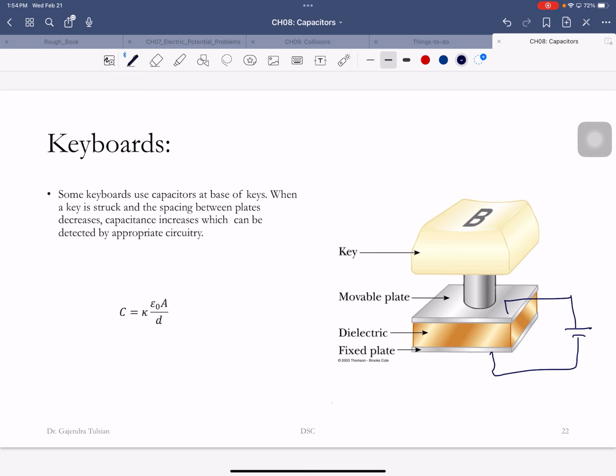So the capacitance is charge divided by voltage. Everyone is connected to a 5-volt battery. Now, when you press this key, what happens? D decreases. So D decreases, capacitance increases. Since capacitance increased, it's still 5 volts, but the charge increases. So whatever key you pressed, more charge flows in there. And that's how the computer knows which key you pressed.